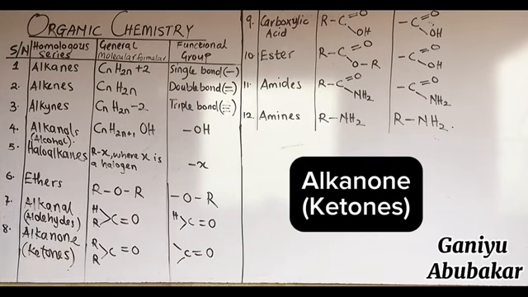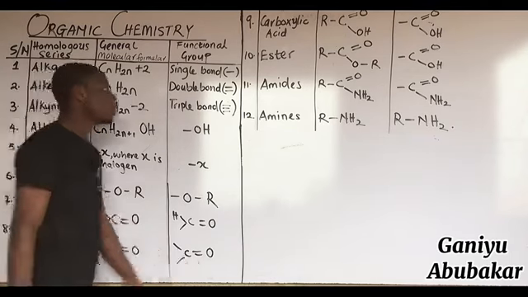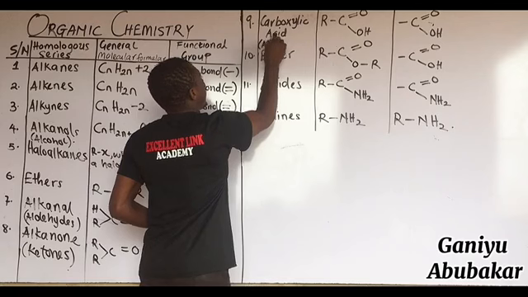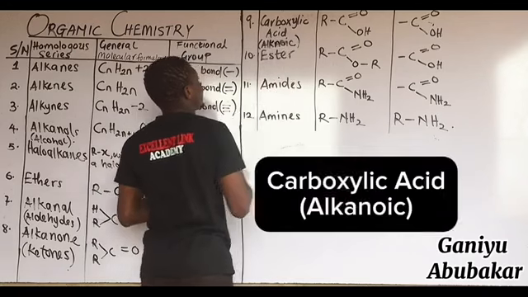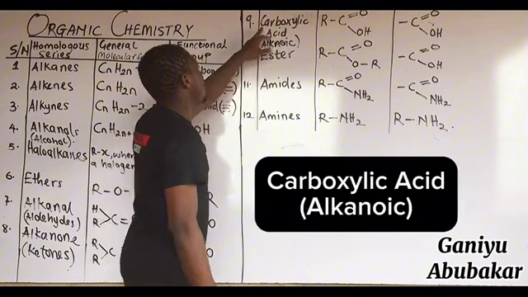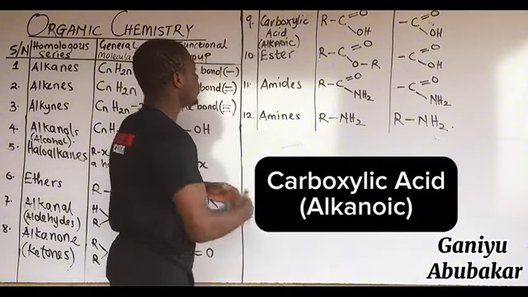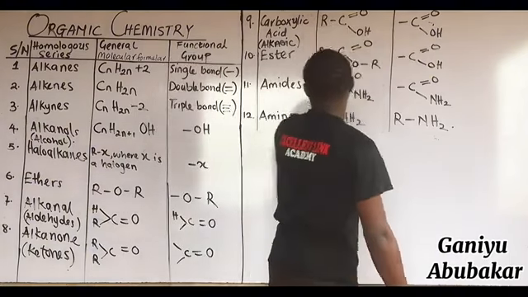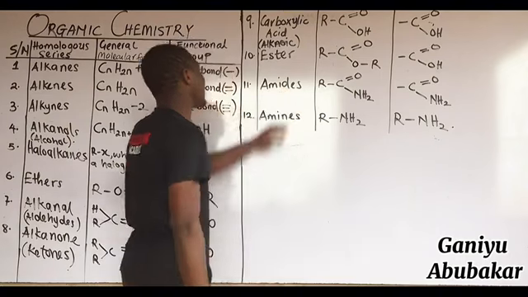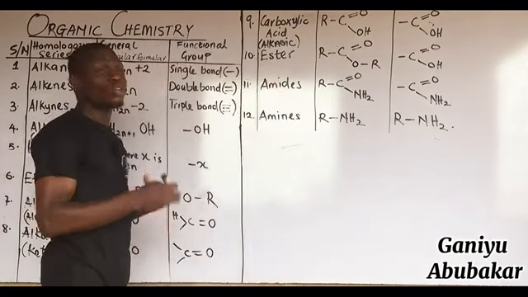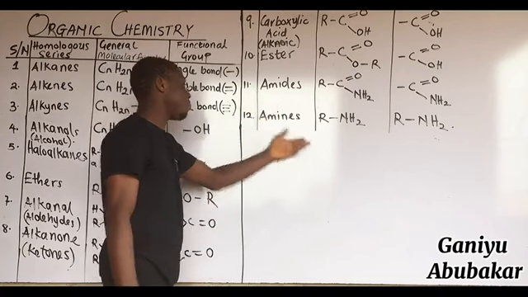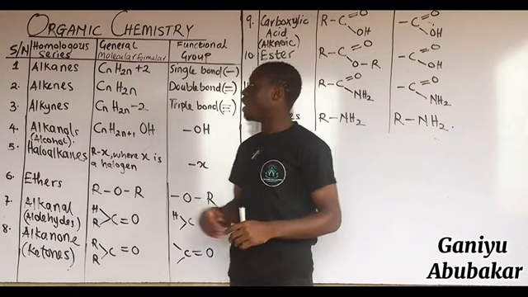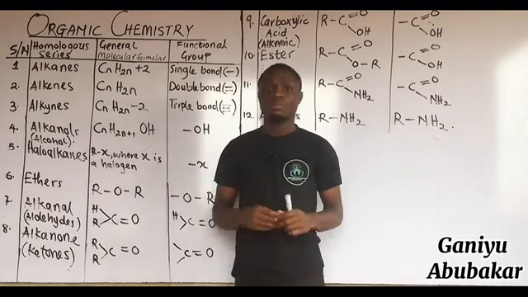If you want to, so the general molecular formula and the functional group here, we have the carboxylic acid, also called alkanoic acid. So I can call it carboxylic acid or alkanoic acid. It's very much correct. This is the general molecular formula and the functional group here. We have the esters, gotten from esterification, which we're going to discuss much more later. We have the amines and the amides. So these are the 12 homologous series, their general molecular formula and their functional group.